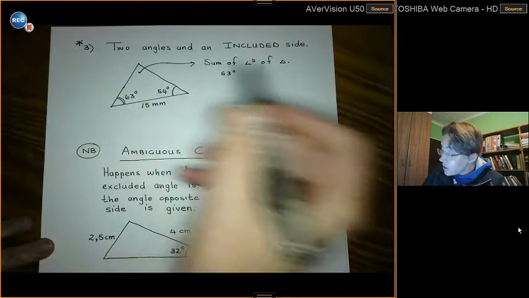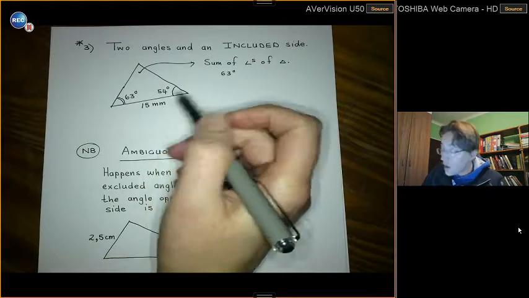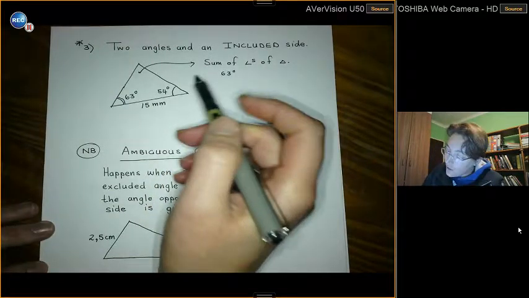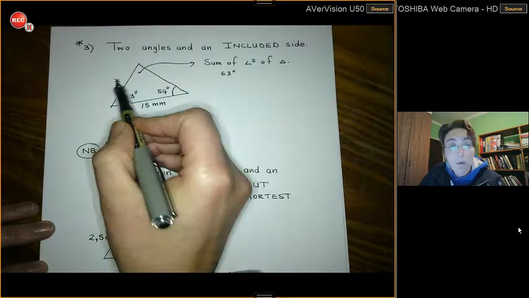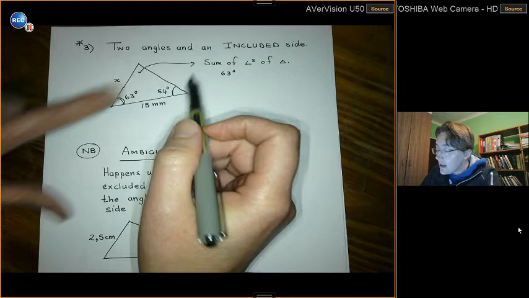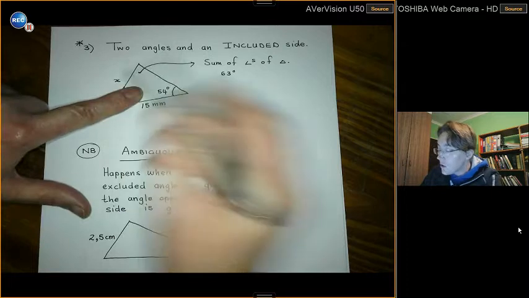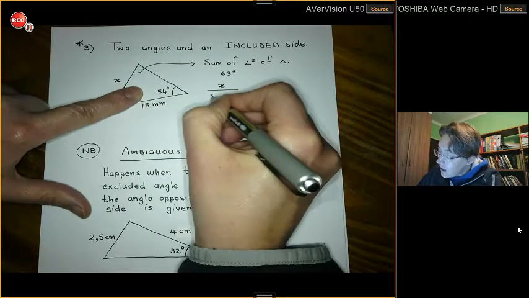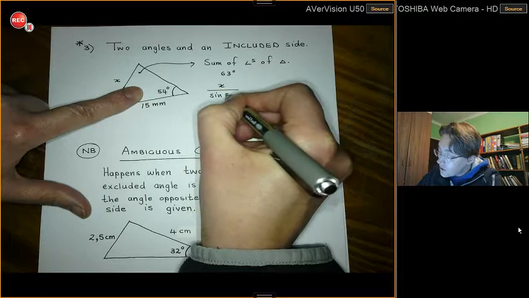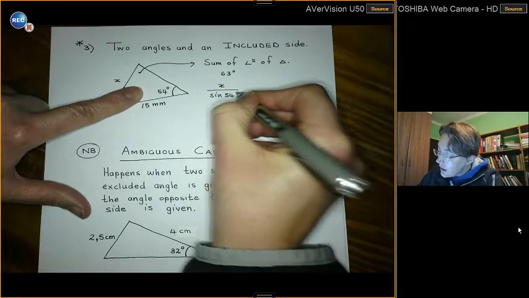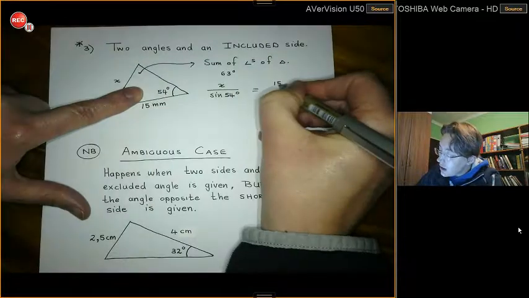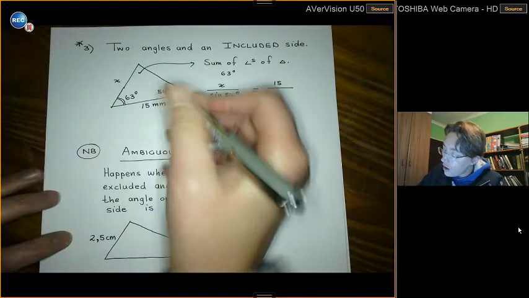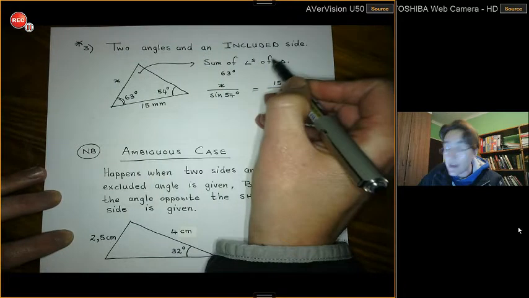Okay, right. So in this case, they might have said, please calculate this one being x. Because we want to calculate this one, we are going to ignore this angle, because I need to say it's the side over the sine of the 54 degrees, the angle opposite to it, is equal to 15 over the sine of the angle opposite to it. And that's why I had to calculate that 63 degrees.